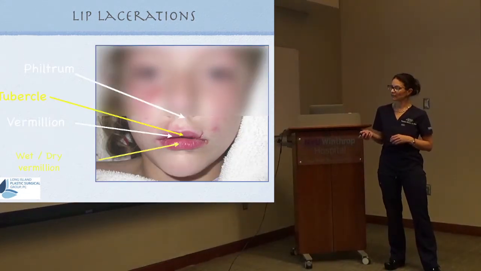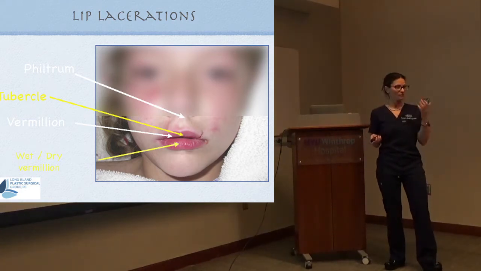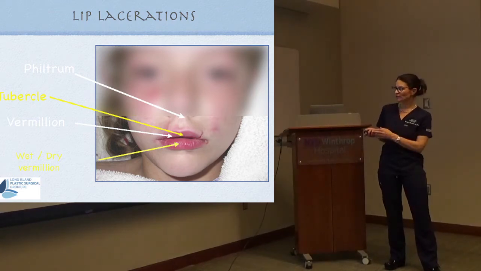So you want to look at the anatomy of the lip, the philtral column, the tubercle. If you look at the red portion of your lip, you probably don't pay much attention to it, but the red portion has a wet part and a dry part. It's extremely important to actually align those two. So there's a distinct border. Here's the dry vermilion and the wet vermilion.